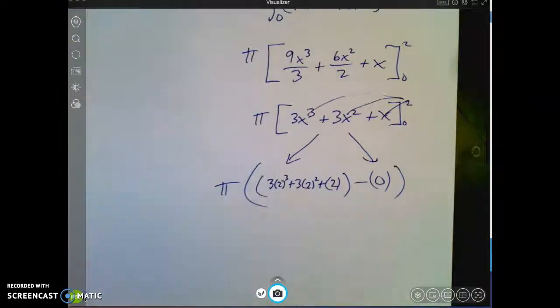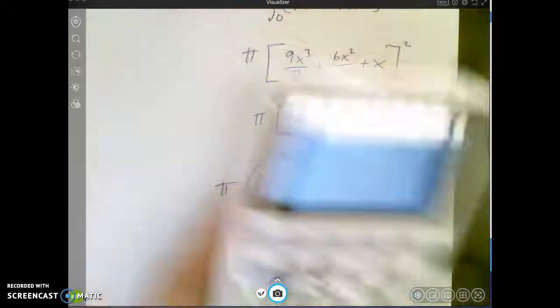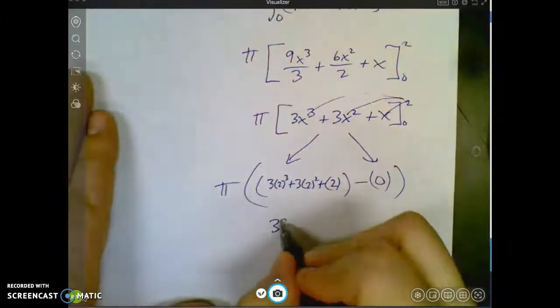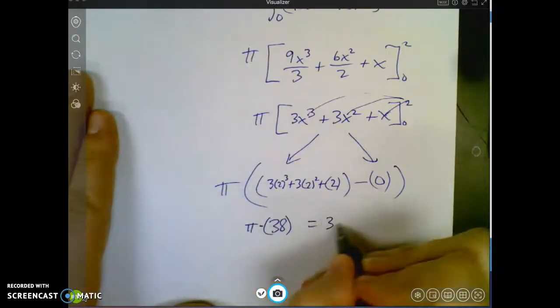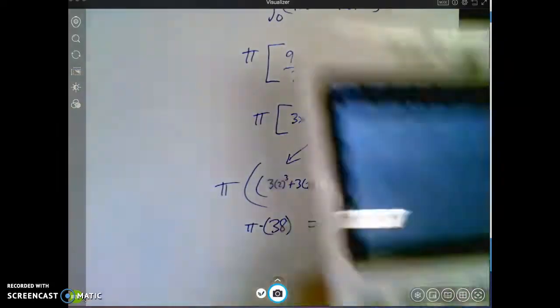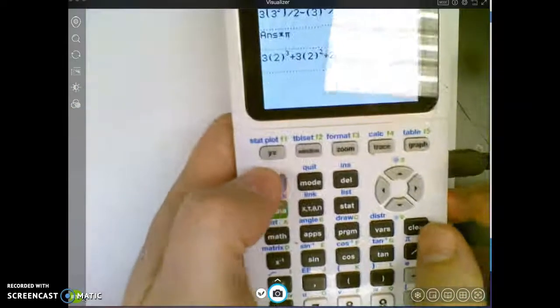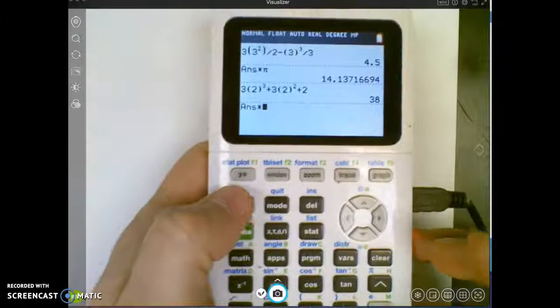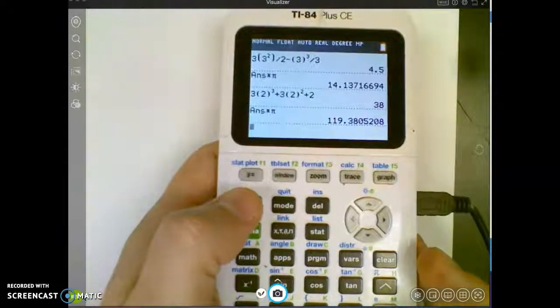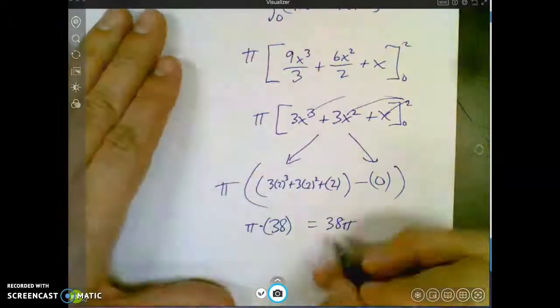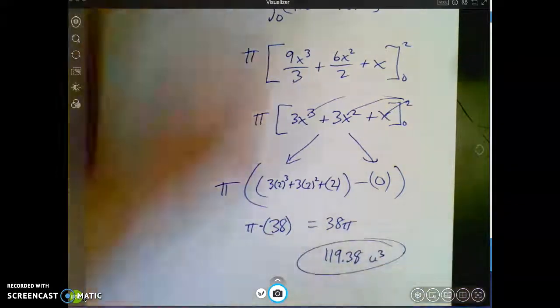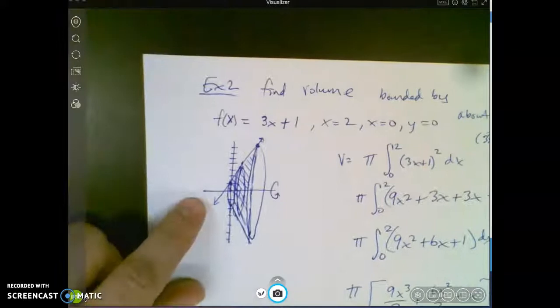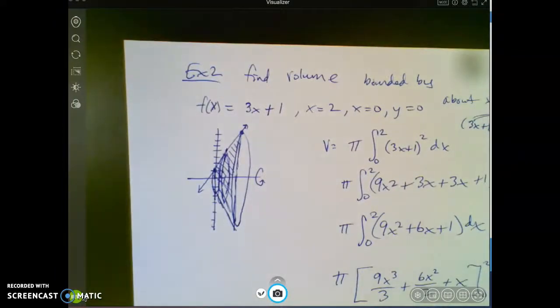Alright, I'm going to pause and do that real quick. Okay, I did all that and I got 38. So 38 pi, and that's the volume, but I always like to know the actual number. So I do 38 times pi, and we get 119.38 units cubed is my volume of this crazy shape, the solid dog cone.